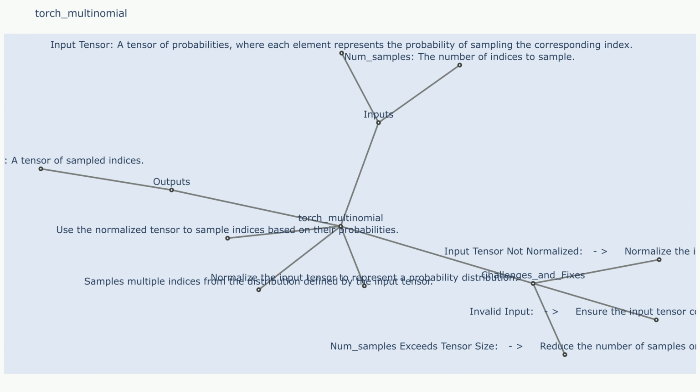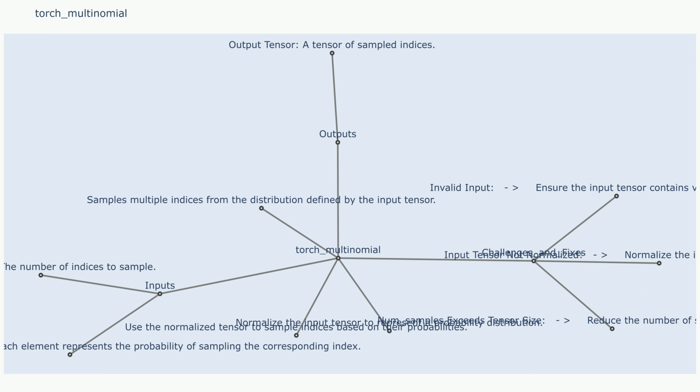Challenge 3. The replacement argument may not be a Boolean value, resulting in an error. Sample use case that resulted in challenge 3: input = torch.tensor([0.2, 0.3, 0.4]), torch.multinomial(input, num_samples=2, replacement=True). Fixes to challenge 3: ensure that the replacement argument is either true or false.